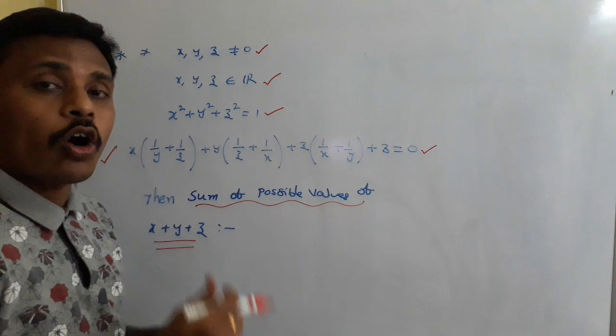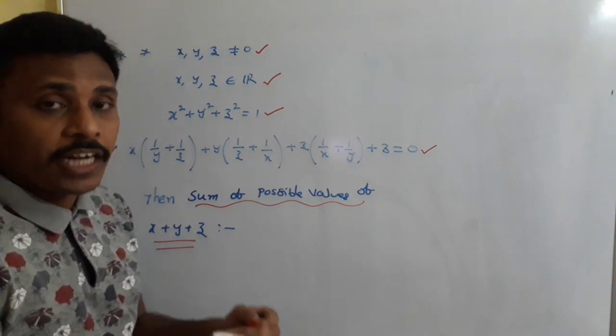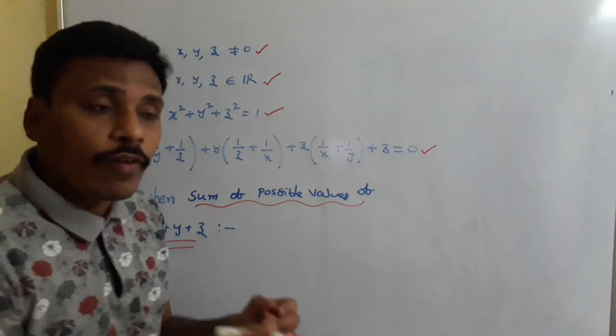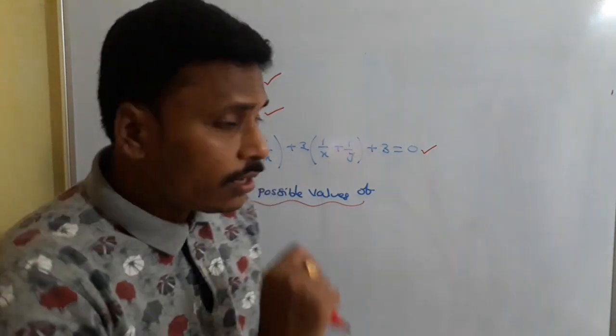You need to identify all those possibilities and at the end you need to add them. So you need to mention the sum of possible values of x plus y plus z as your answer. That's the problem.